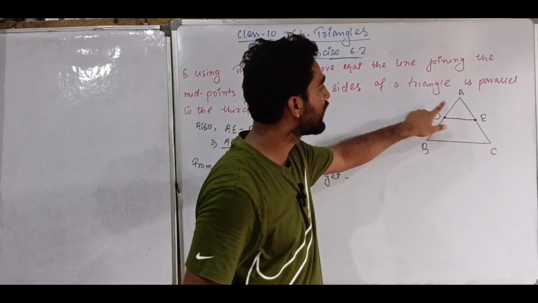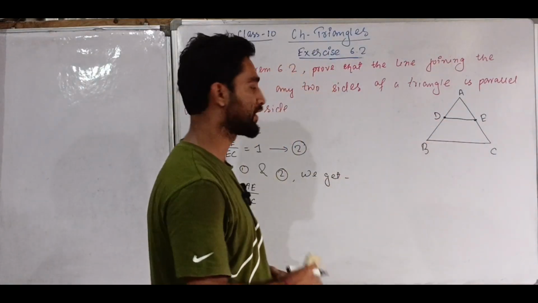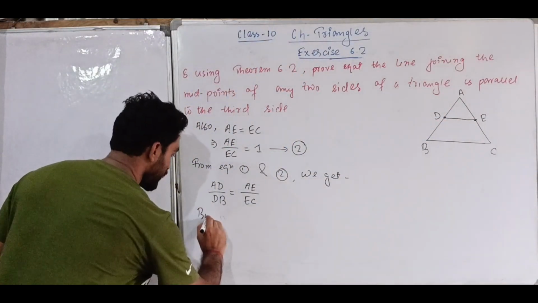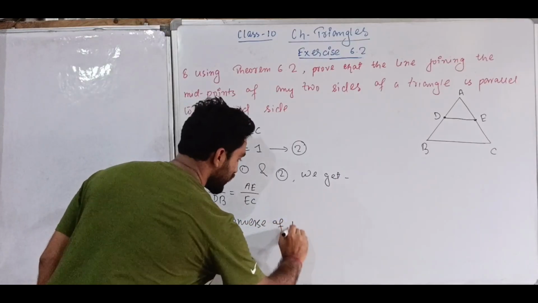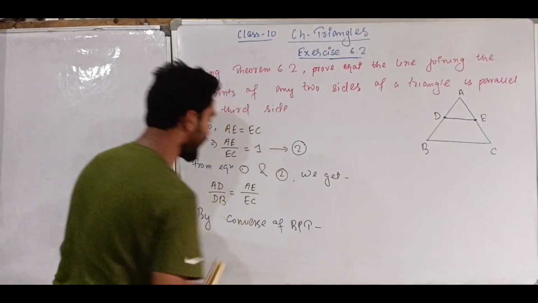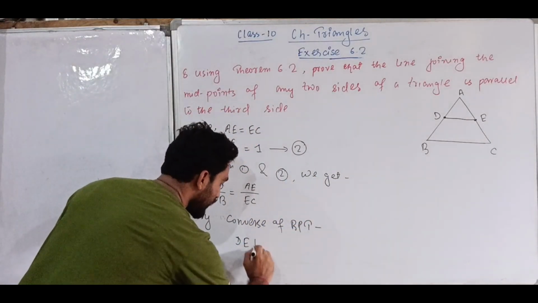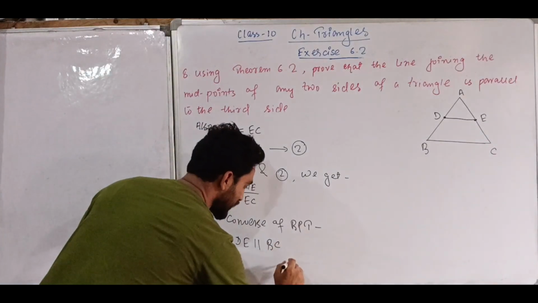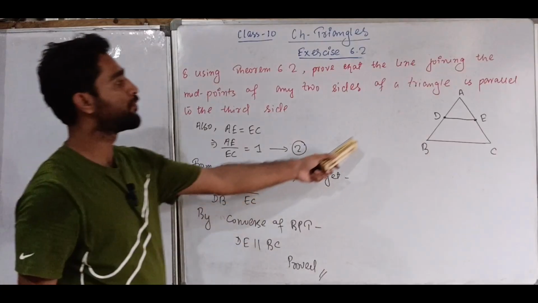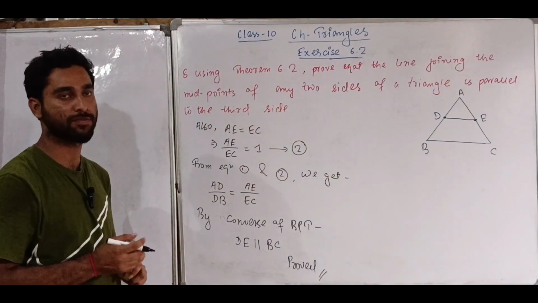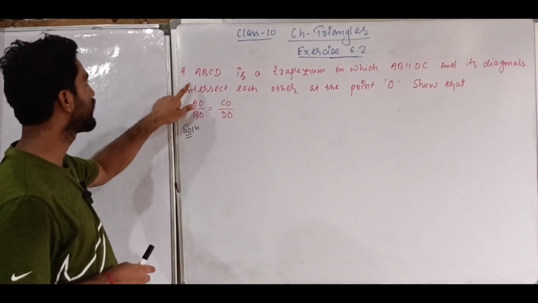That means if a line divides any two sides of a triangle in the same ratio, then this line surely will be parallel to the third side. So by converse of BPT, or we can write by theorem 6.2, this DE is parallel to BC. Hence, to prove this question, we applied theorem 6.2, that is the converse of Thales' theorem. Okay, now let's see this question number 9.